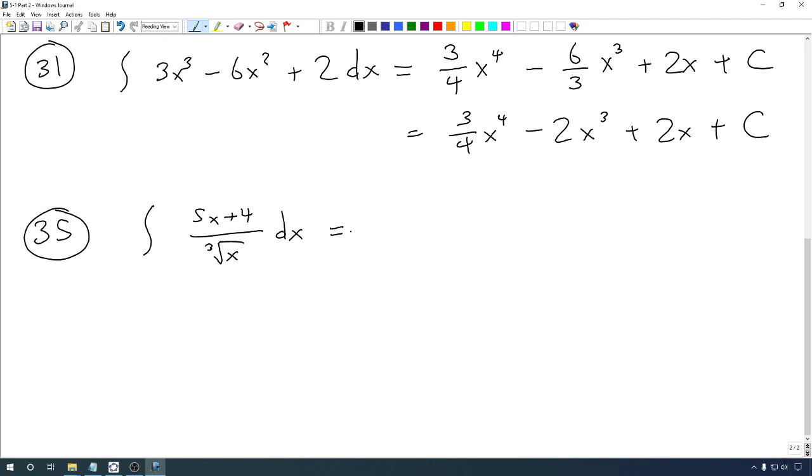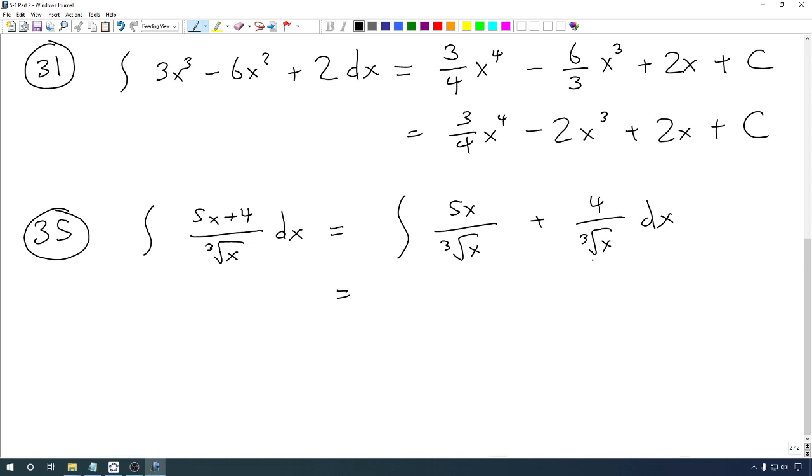And that's going to be kind of a common thing in integration. It's not going to be quite as straightforward as it was for differentiation back in the first part of calculus. We're going to have to use a few little tricks here and there in order to do this integration. In this particular case, this is a fraction. We can split a fraction up into two pieces. We can have a 5x over the cube root of x plus 4 over the cube root of x.